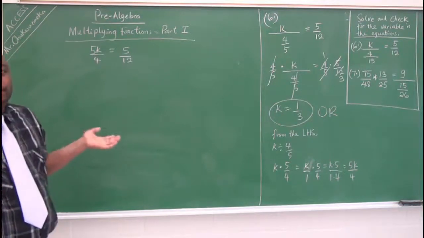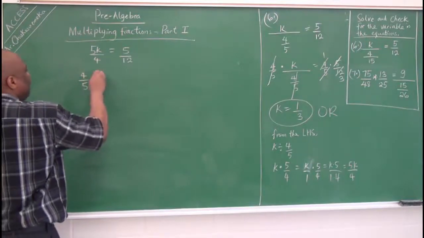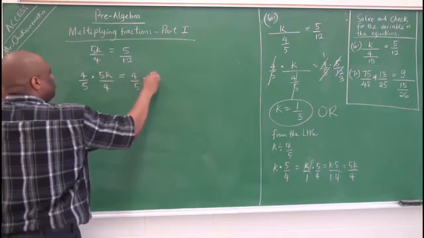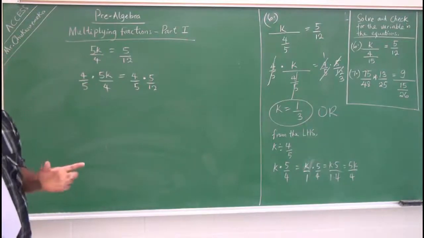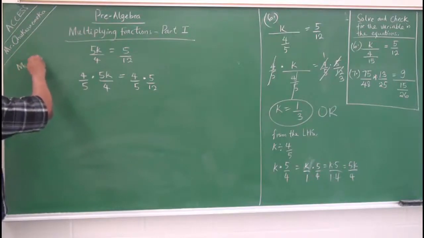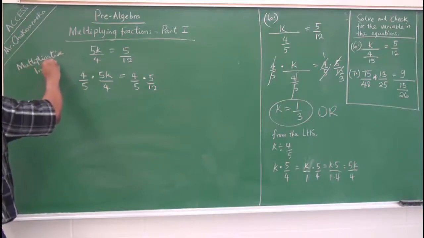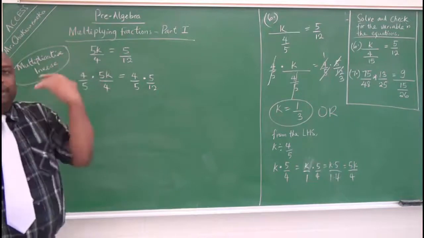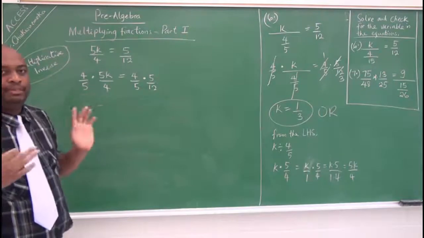Assuming we use multiplicative inverse, that means this will be 4 out of 5 times 5k over 4 equal to 4 out of 5 times 5 over 12, because whatever you do to the left-hand side, you also do to the right-hand side. Because you have that 5 out of 4, what is the multiplicative inverse of it? It is 4 out of 5.